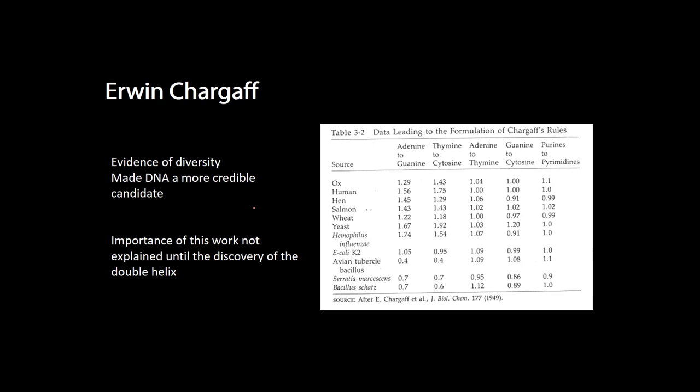And I guess the last thing I want to say here is that his work made DNA a little bit more credible of a candidate. So combine Chargaff with Hershey and Chase and Avery and McCarty and McLeod, and you have a really strong case that the hereditary material is DNA.